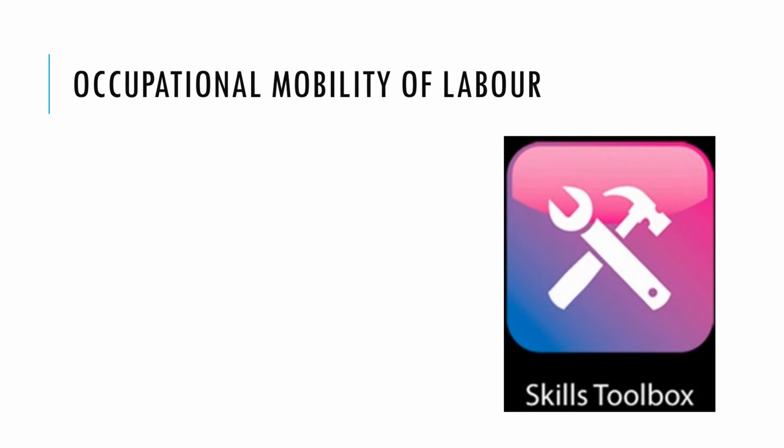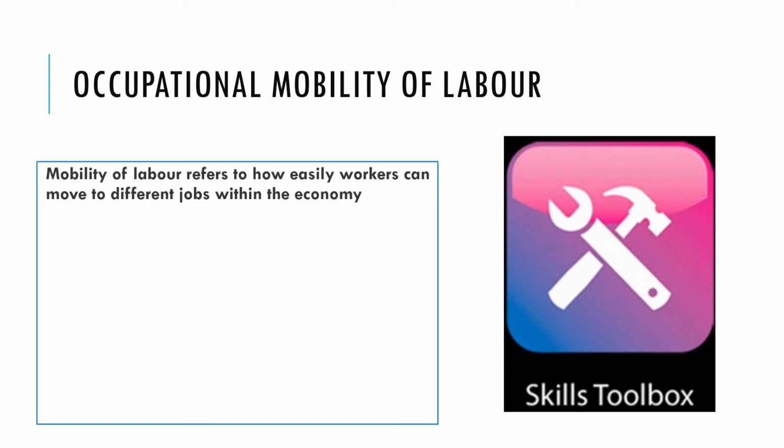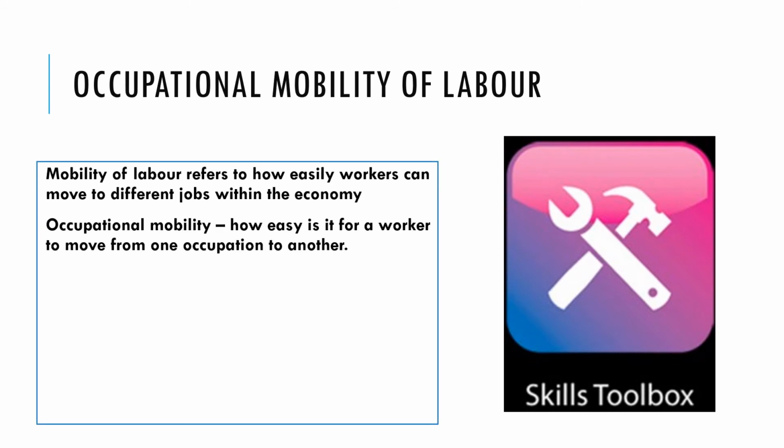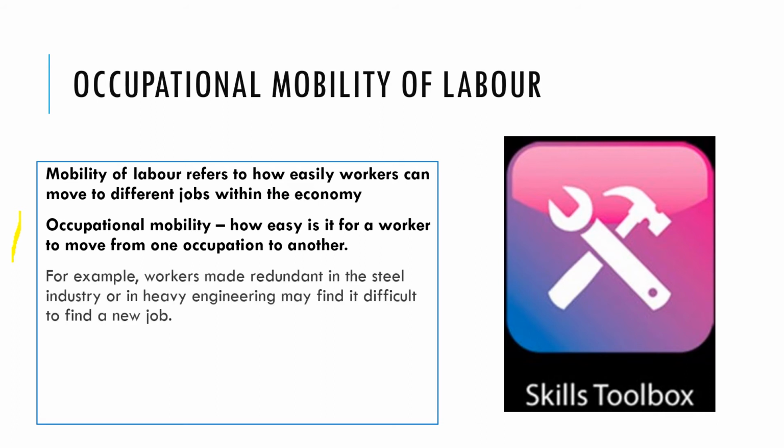Our second type of mobility of labour is occupational mobility of labour. Occupational mobility of labour is how easy it is for a worker to move from one occupation to another. And really this depends on people's skills. For example, workers made redundant in the steel industry or in heavy engineering may find it difficult to find a new job. Why is that? Because of their skills and because of their education. So let's make sure we have these bits down in our notes before we move on.